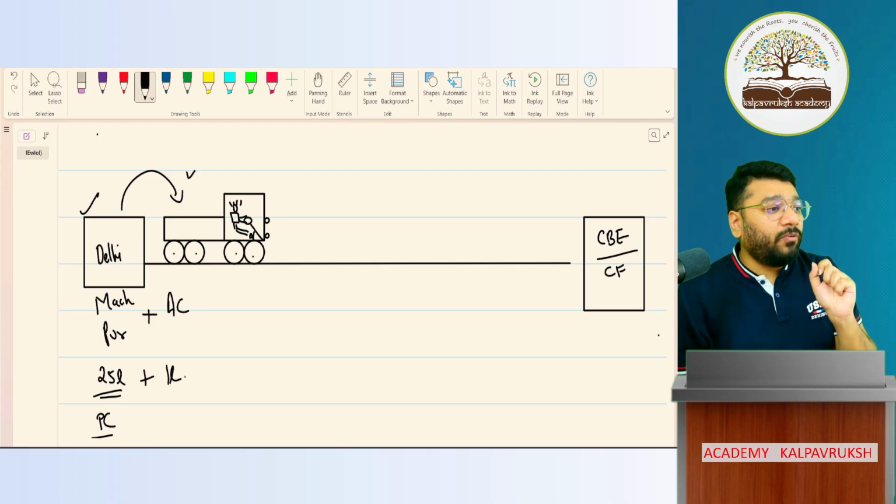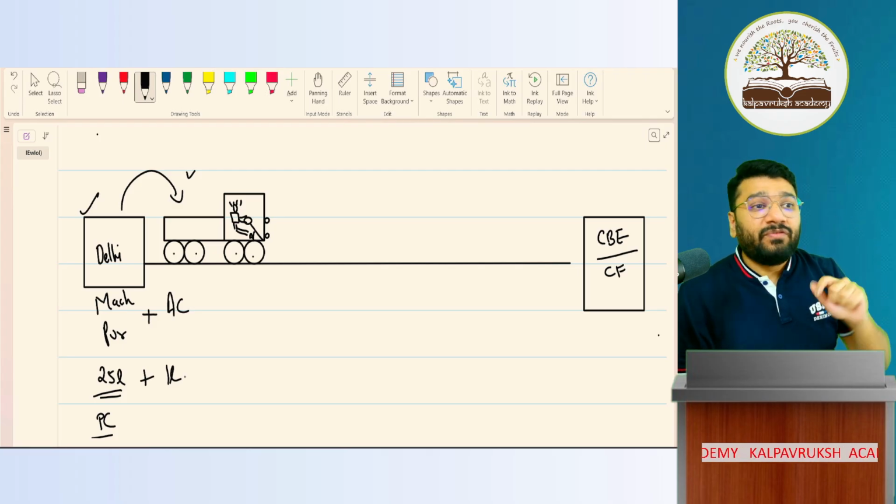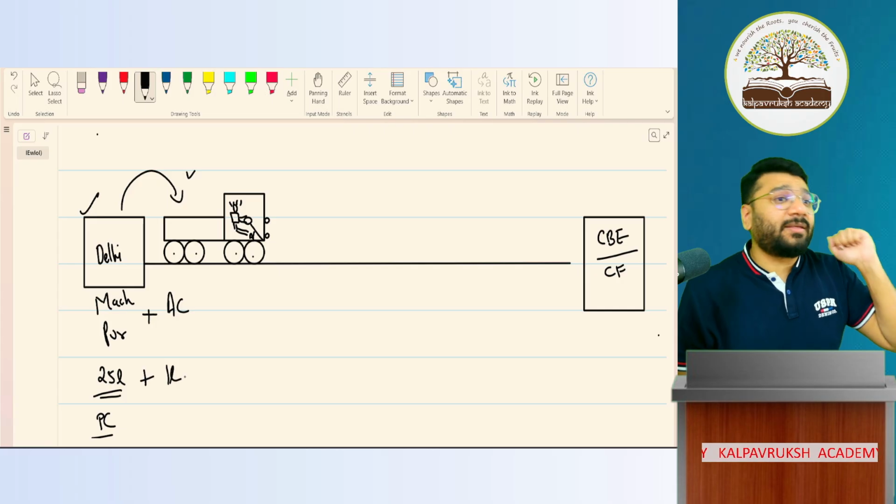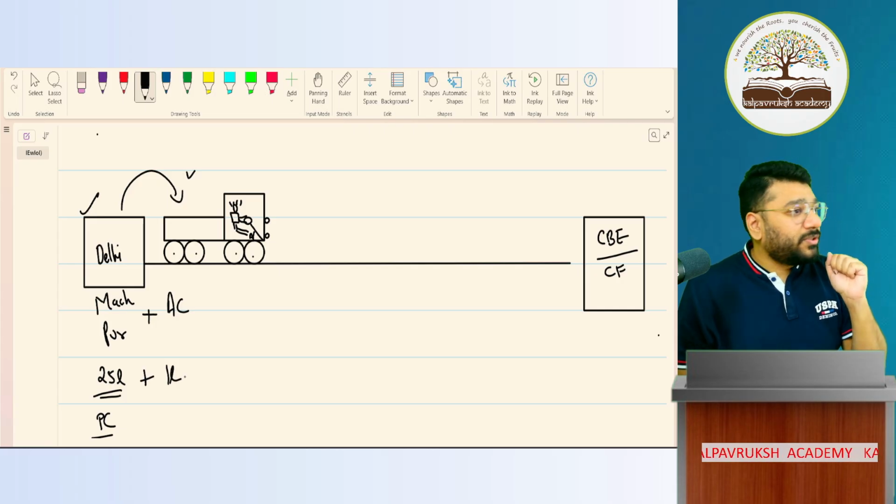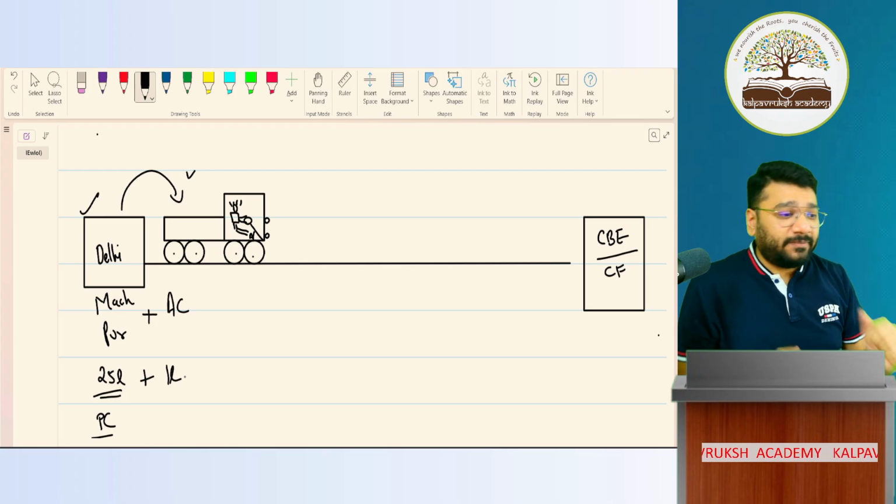Whatever I said so far has multiple keywords in it, which you have to write in the exam if a theory question is being asked. Got it, not got it? So let's see how much of you captured the keywords.